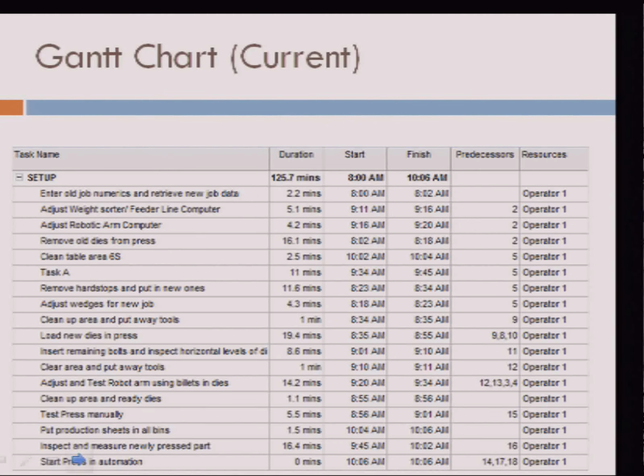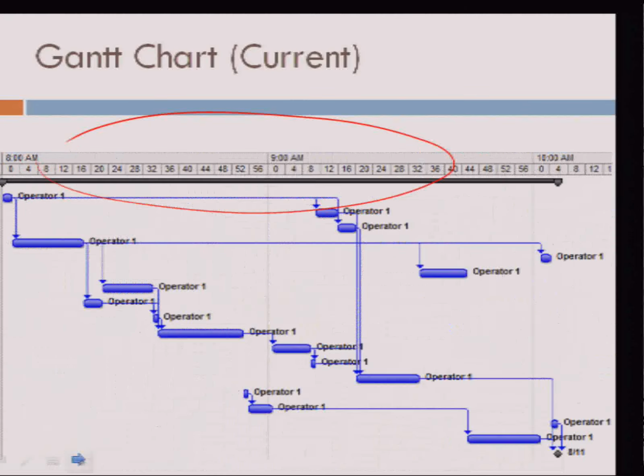So here's a Gantt chart. So again, these are the activity elements, and for those of you familiar with Microsoft Project, what we did was we took the activity process and we essentially converted that into a Gantt chart. So this is what the Gantt chart would look like, and you can see again that everywhere it's just one person.